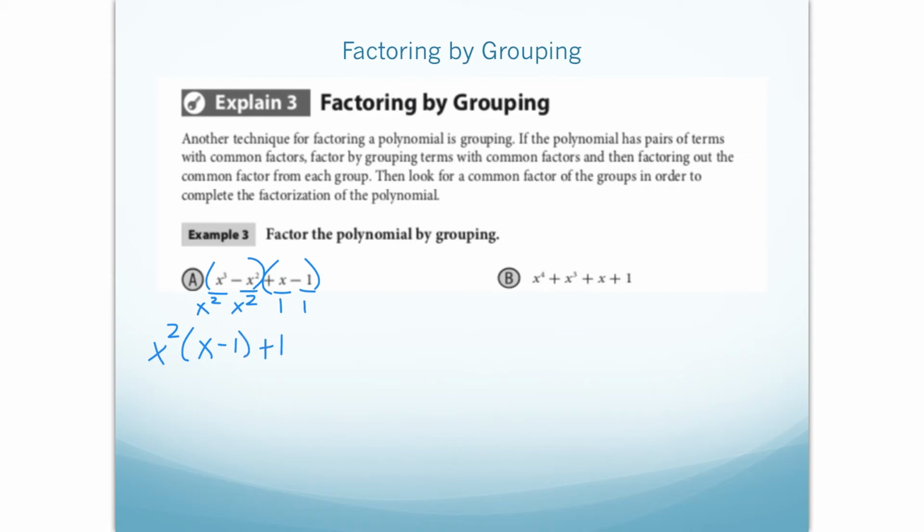The second group only had a greatest common factor of 1, so we factor that out. And you can see that these 2 factors are the same, so we're going to factor that out. And then we're left with x squared plus 1 as our second factor.